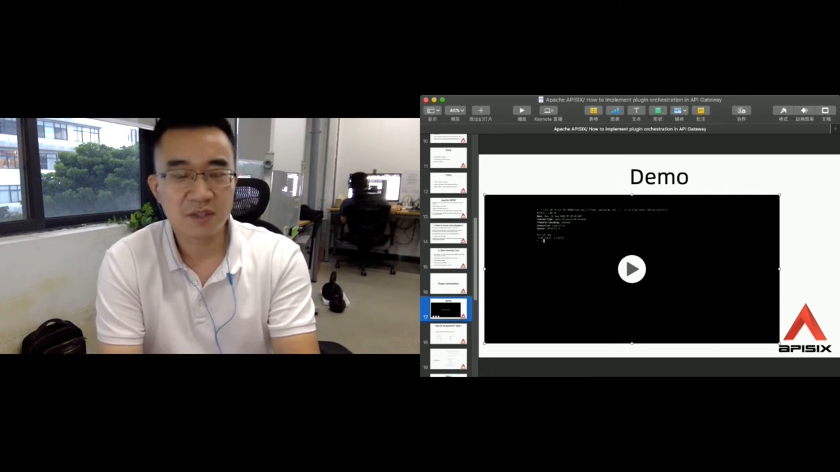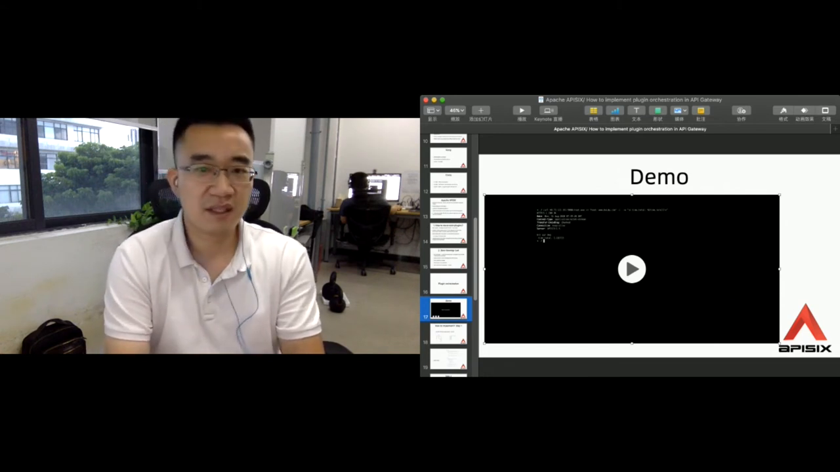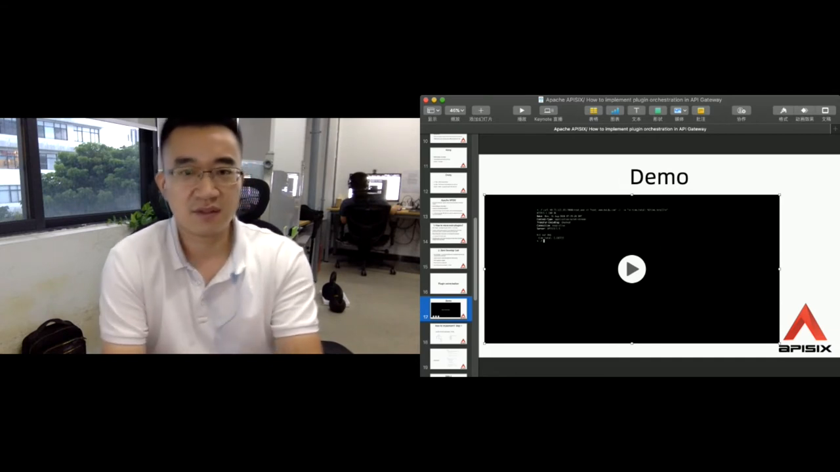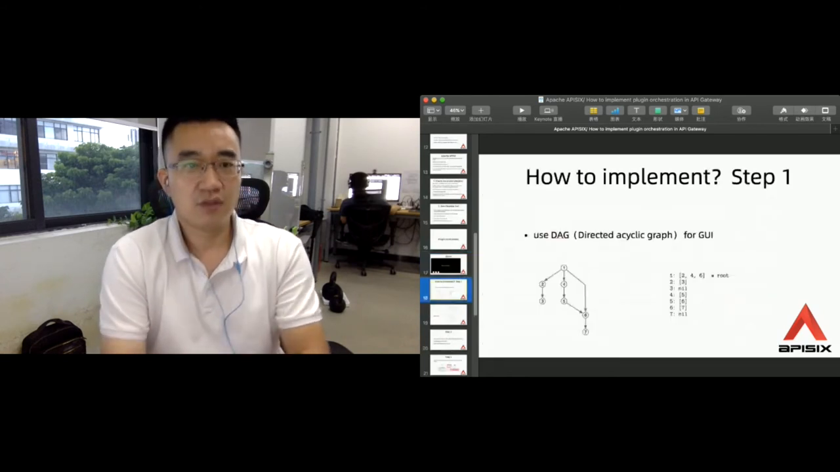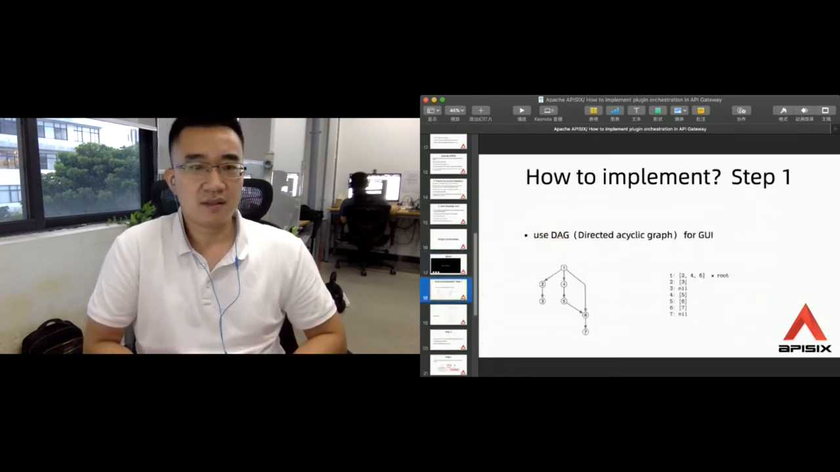Next, I will explain how this plugin orchestration is implemented. It may also be a technical issue that everyone is concerned about. To implement the plugin orchestration, we need to take three steps.